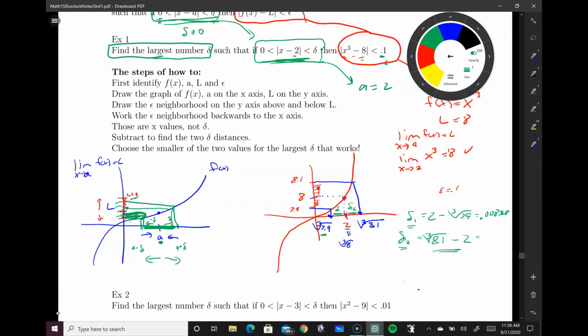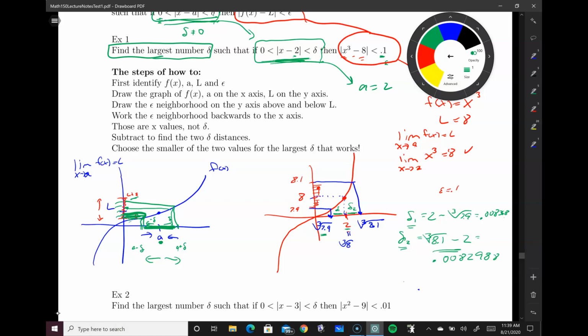Okay, so then I want to find this subtraction. I want to say the cube root of 8.1, and I'm going to subtract off 2, and this gives me 0.0082988. Okay, so now I need to choose which one will work.